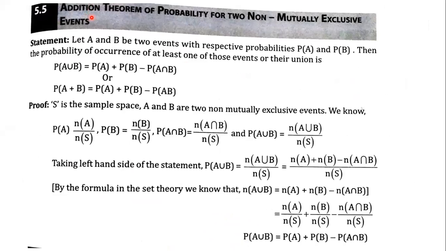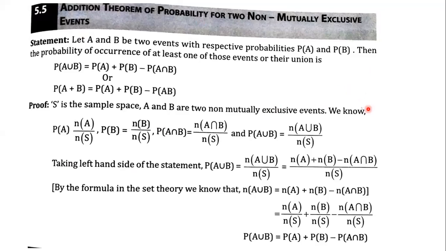So, addition theorem. Addition theorem of probability for two non-mutually exclusive events. See, mutually exclusive means acceptance of one means rejection of the other. When I toss a coin, if I get head, it means that I did not get tail. That is mutually exclusive. If one is taken, the other one is left out. But when it comes to non-mutually exclusive, it means that there is a possibility of accepting both the events.